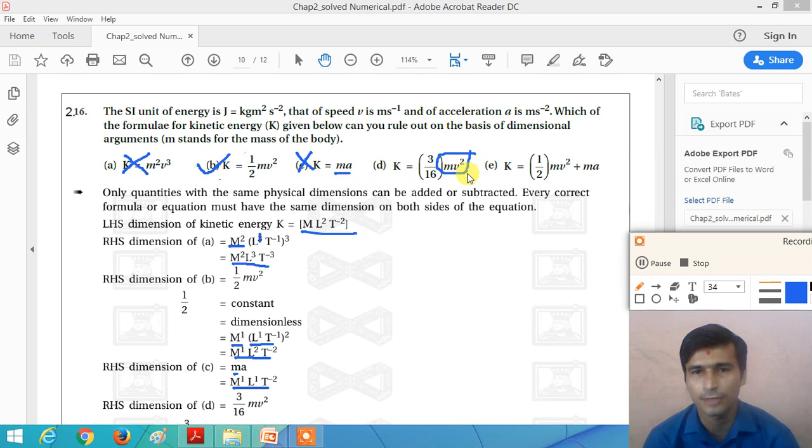Similarly, for equation number 4, we calculate the dimensional formula of mv square. The dimensional formula of mv square is similar to the dimensional formula of the kinetic energy. So this equation correctly represents the kinetic energy of the object, right?